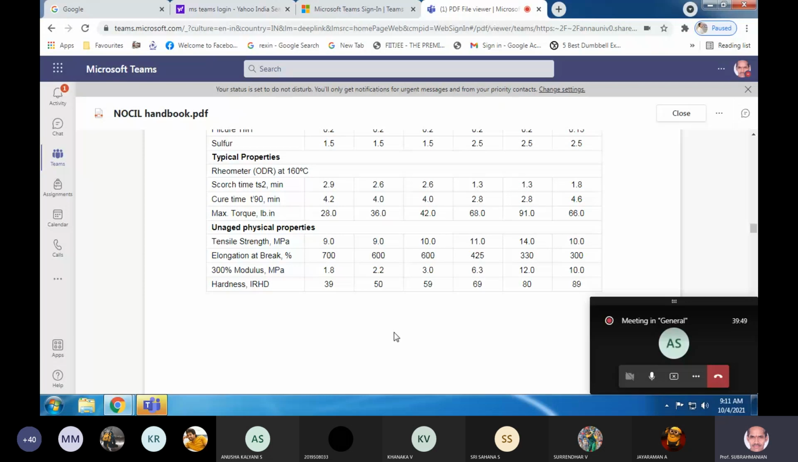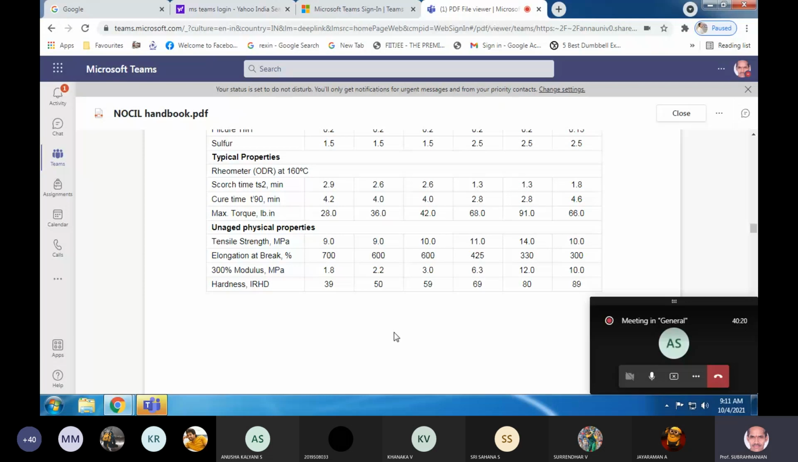So 90%, whatever the heat content that is present, what is the heat? 160 degrees, that is the temperature. So the corresponding thermal energy is given. Okay. So scorch time is least in case of 70 and 80 hardness, and best in case of a low hardness, 40 and 50, 2.9 minutes, meaning it could be rounded to 3 minutes.